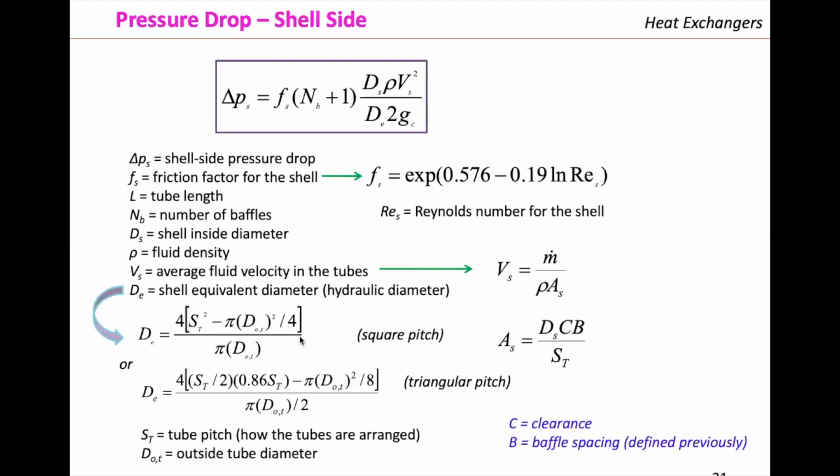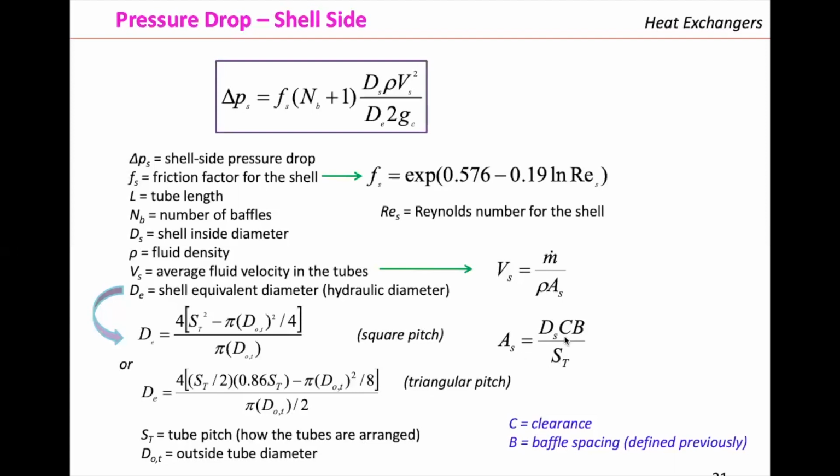What is the pitch? The way you organize the tubes. I told you, you can organize them in a square, rotated square, or triangular. If you have a square pitch or a rotated square, this will be your equation. If you have triangular pitch, you will have this equation for the hydraulic diameter of the shell. ST is the tube pitch, how the tubes are arranged, right? Like I already explained, square, rotated square, or triangular. And DOT is the outside diameter.